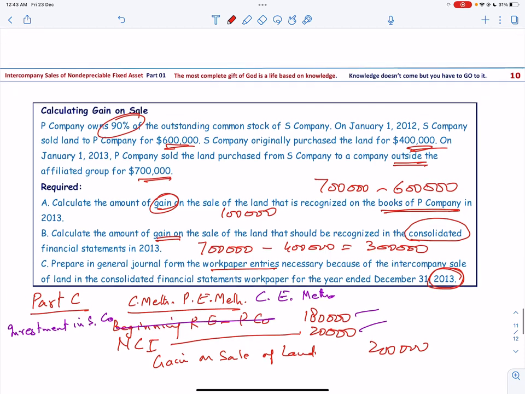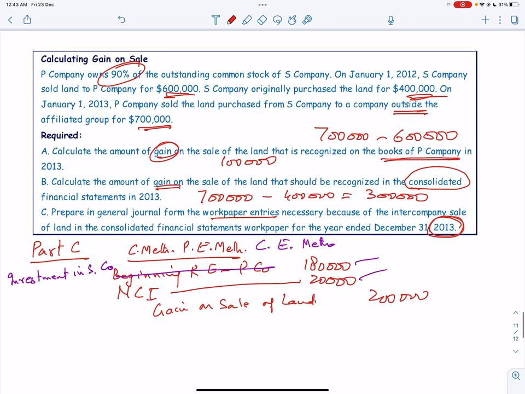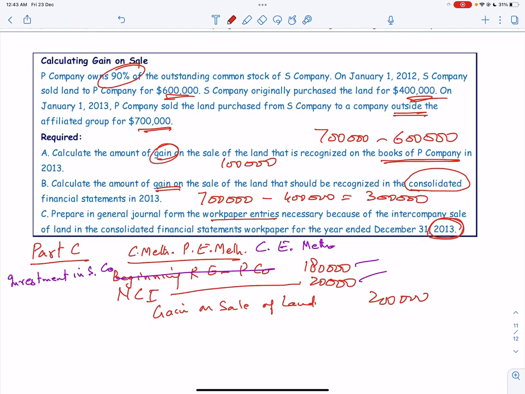Okay, so this completes the problems on elimination of unrealized profit on intercompany sales of non-depreciable fixed assets.